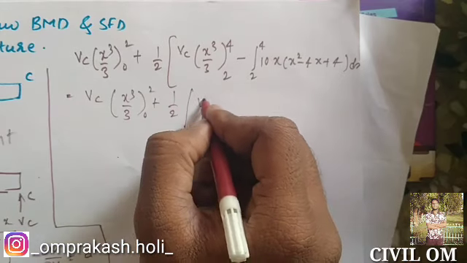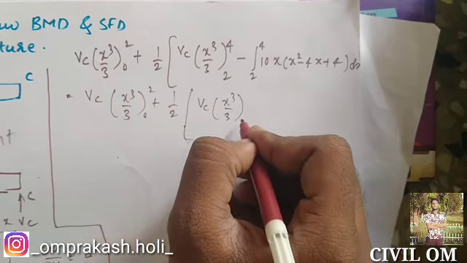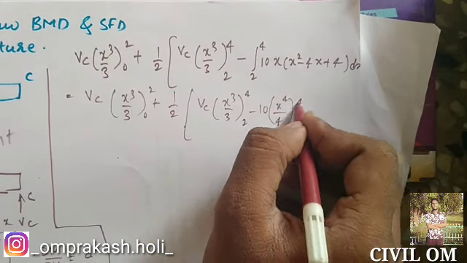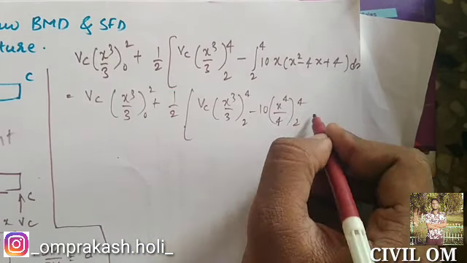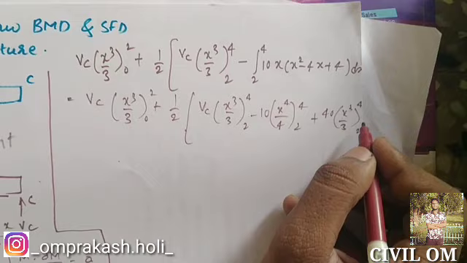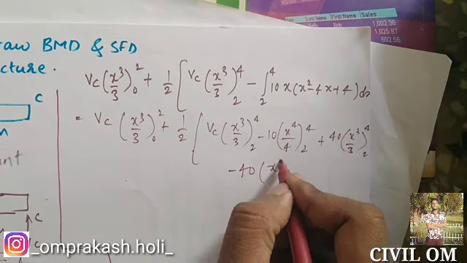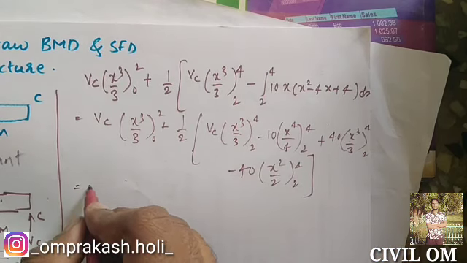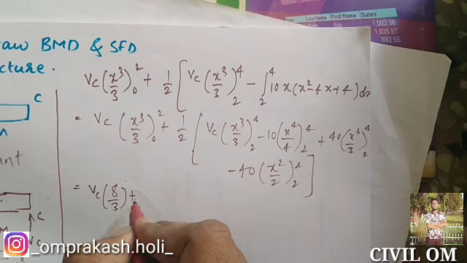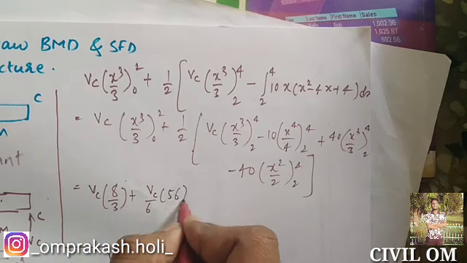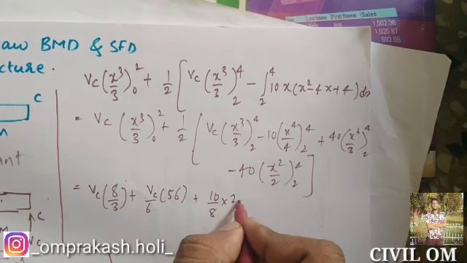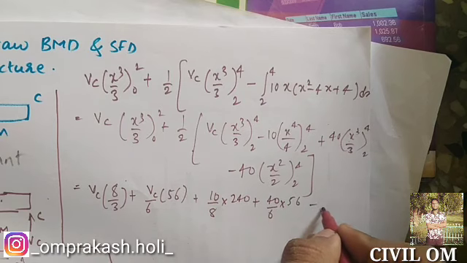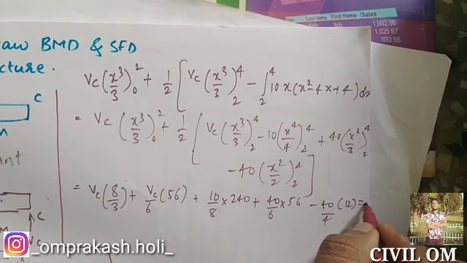So what we have here: VC into x cube by 3 to the limits 0 to 2, plus 1 by 2 into VC x cube by 3 to 4, minus 10 x raised to 4 upon 4 from 2 to 4, plus 40 into x cube by 3 from 2 to 4, minus 40 into x square upon 2 from 2 to 4. So we have VC into 8 by 3 plus VC by 6 into 56 plus 10 by 8 into 240 plus 40 by 6 into 56 minus 40 by 4 into 12 is equal to 0.